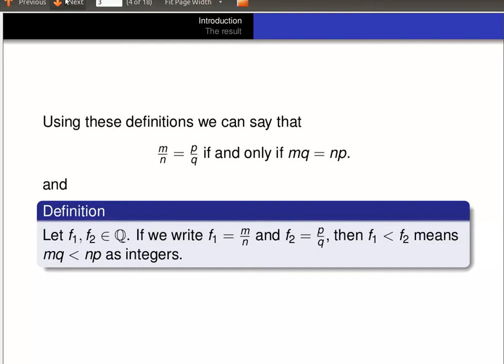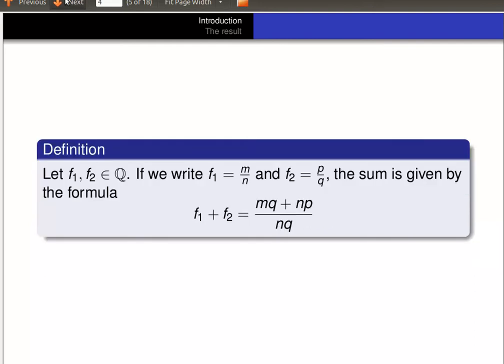Let's look at one more definition. If we have rational numbers f1 and f2, and we represent f1 as m over n and represent f2 as p over q, then the sum of f1 and f2 is given by the standard formula that you learned in grade school, (mq plus np) over nq. Okay? So that's how we define addition of fractions, just the standard way.